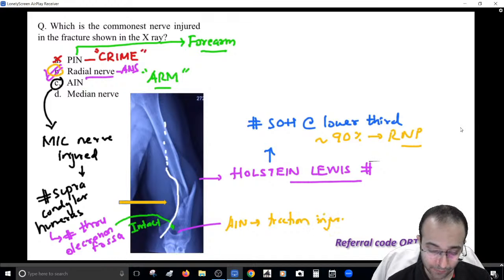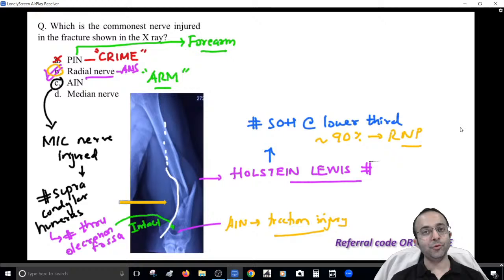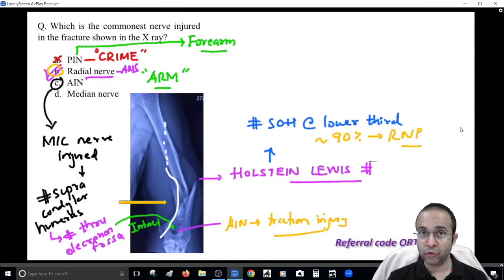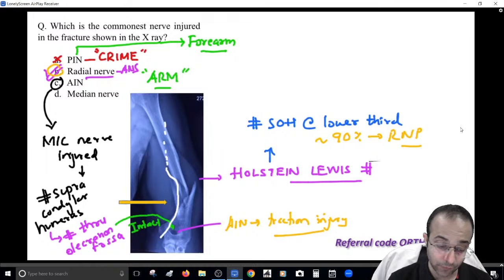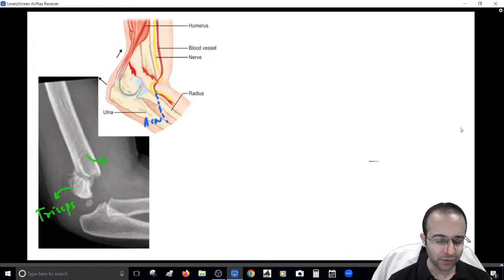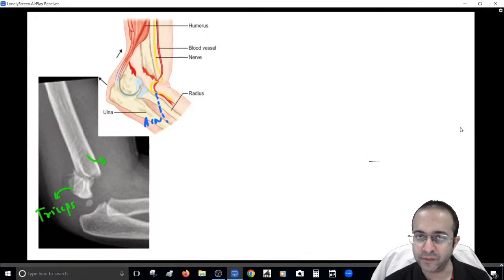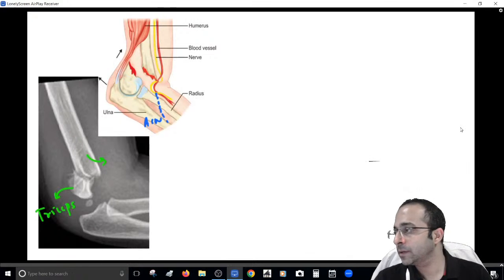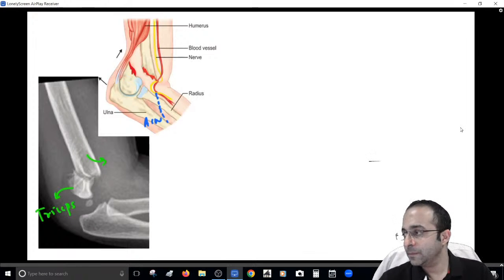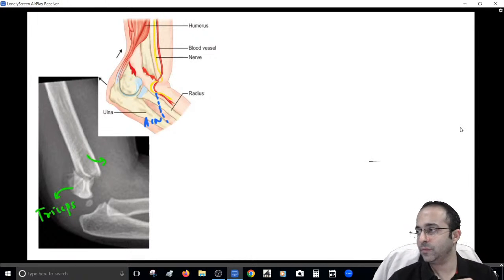So that is why AIN is getting injured in supracondylar humerus fracture, not the median nerve. So just in case you are asked about the commonest nerve injured in fracture supracondylar humerus, it will be AIN, not median nerve. Median nerve is a mobile nerve. So this pull is very well tolerated by the median nerve in supracondylar humerus fracture. It is the AIN that cannot tolerate pull and easily gets injured. Clear with that, guys? So are you guys clear with all this?